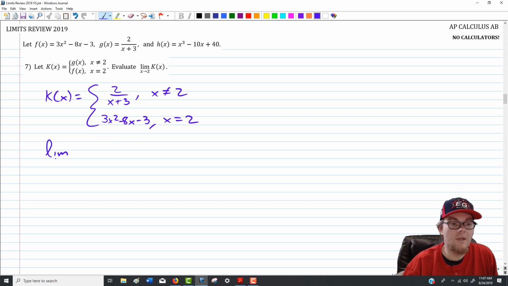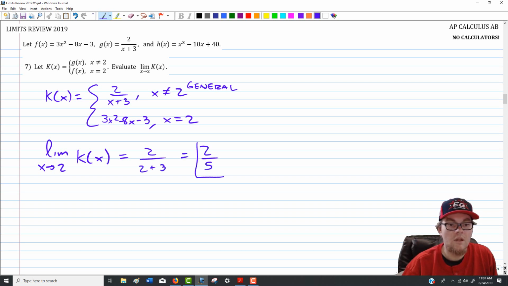Now for us to evaluate the limit as x approaches 2 of k of x, we're going to use the general behavior. And the general behavior is right up here. It's the general behavior because it's what's happening at all those values around 2, on both sides of 2 even, not just what's happening at a single point. So using the general behavior, we've got to plug 2 into 2 over x plus 3. So 2 over 2 plus 3 is equal to 2/5. So that's saying that our y value is getting closer and closer to 2/5 from both sides, even though the value at 2 is something else. Specifically, what is that? Negative 7. What's happening in general is right there.